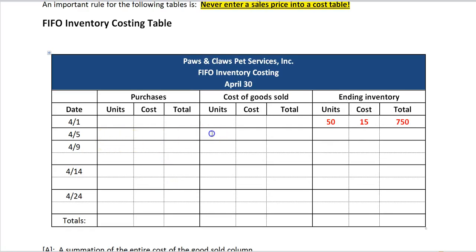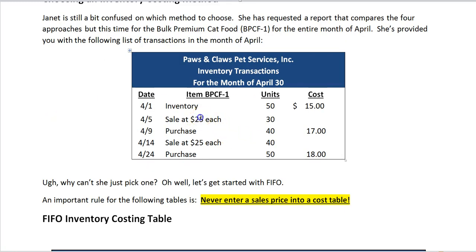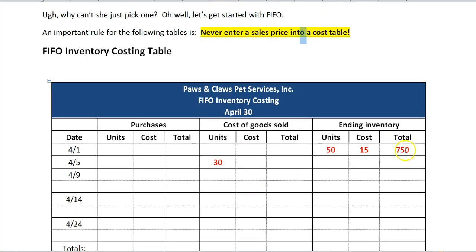So we're going to go cost of goods sold. We sold 30 units, and we're not going to use the 25 because it's a sales price. We never put sales price into a table. We're going to use the cost. The only type we have are ones at 15. So when we sell these, the cost of them is 15. We had to put the cost number, and I'm getting it from over here. That's the only type of inventory we have. We can only sell what we have, and we have 50 units at 15. So we sold 30 at 15. You can total these up. Just multiply them.